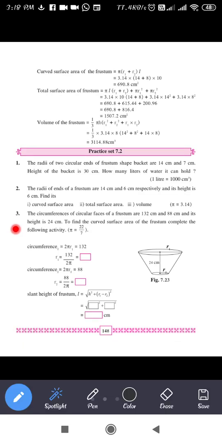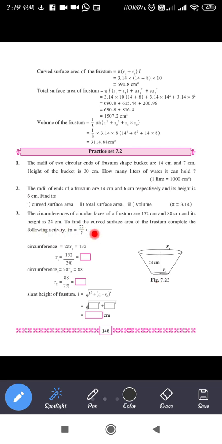Okay. Now question number 3. The circumferences of circular faces of a frustum are 132 centimeter and 88 centimeter. Means the circumference of this circular portion is 2 pi r1 and 2 pi r2. Okay. Next. And height is 24 centimeter. That is, the height of your frustum is 24 centimeter, h.